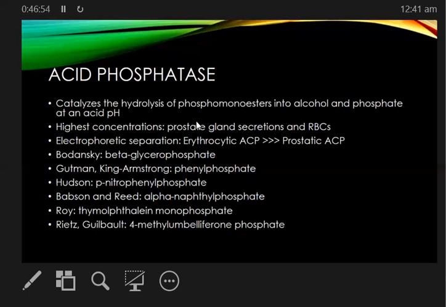Okay. All right. So, when it comes to its clinical significance, ang pinaka-clinical significance niya is it is utilized to aid in the diagnosis of metastatic carcinoma of your prostate. Okay, so prostate cancer in short.